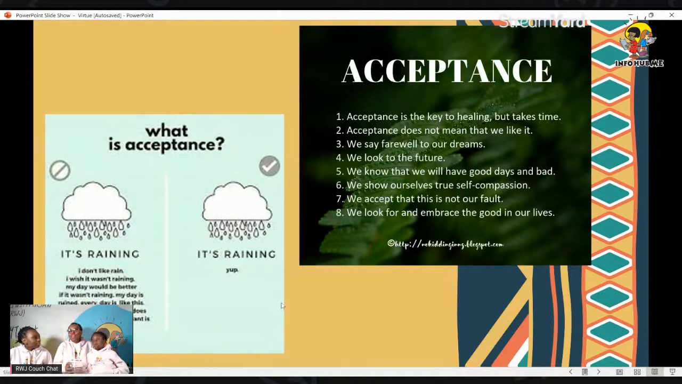You see, we say farewell to our dreams when they don't come to pass rather than clinging to them. We look to the future when we accept we've failed, and we keep going rather than sitting down, depressed. I'm not saying not to feel bad or feel guilty about a situation, but remaining there doesn't help. I don't like rain. I wish it wasn't raining. My day would be better if it wasn't raining. My day is ruined. Every day is like this. Why does it always rain?